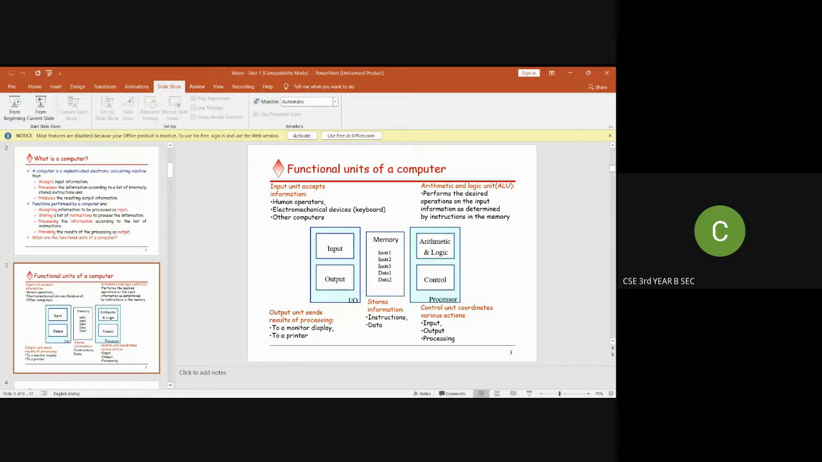Next one, output unit. This output unit gets the output from the processor and it should be displayed to the outside world, displayed to the user. The input devices are like keyboard, mouse, joystick, scanner, and mic. All these things are considered as input devices. The output devices are a monitor display, an LED screen, a printer, and a speaker. So all these things are considered as output devices.